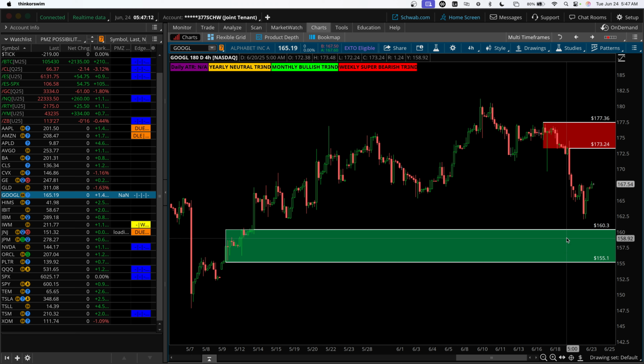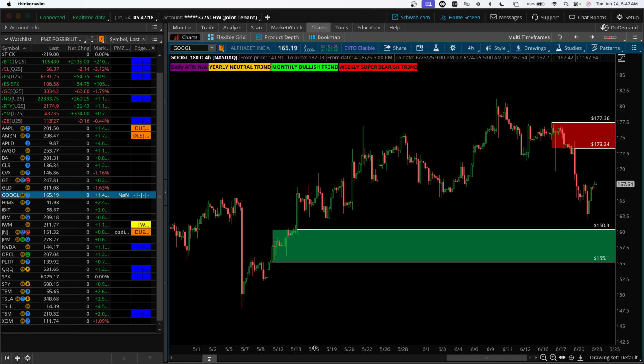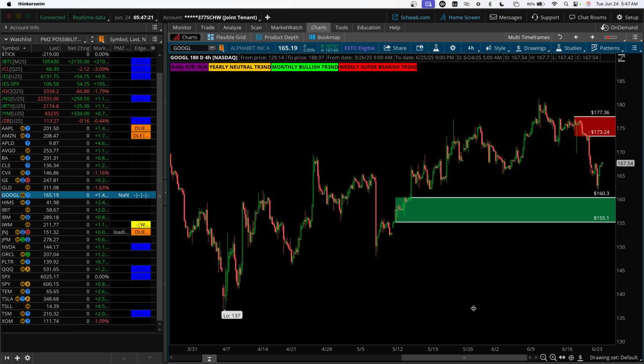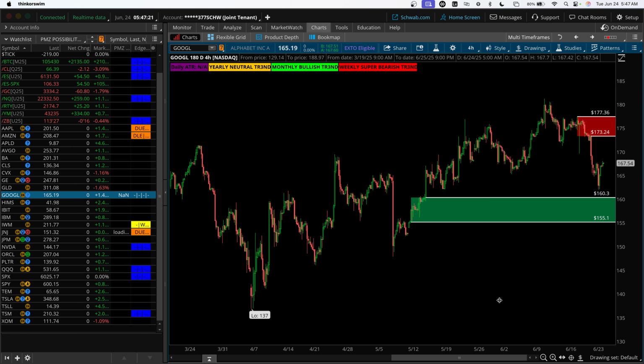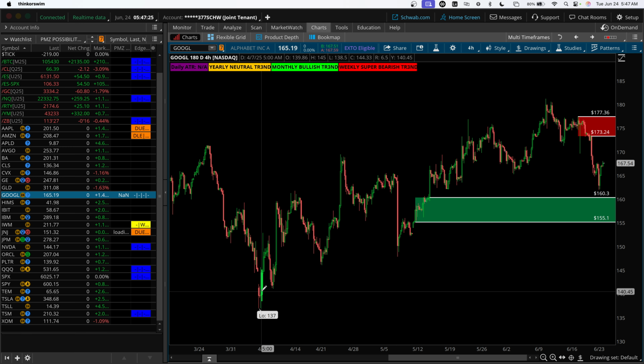Next, I want to identify the most current trend. So if I zoom out some on this chart, we can see that based on when we made the low back here in April of 2025 on Google, price has been moving to the upside. We are making higher lows. Now we came up here, we created some supply, and we've pulled back.